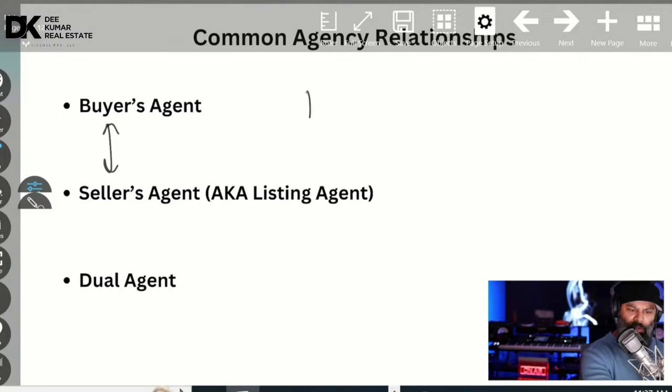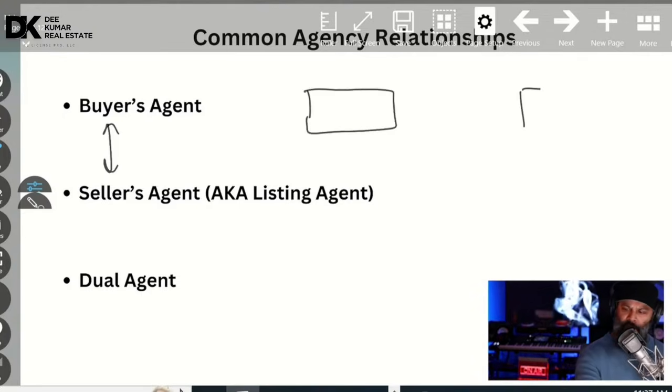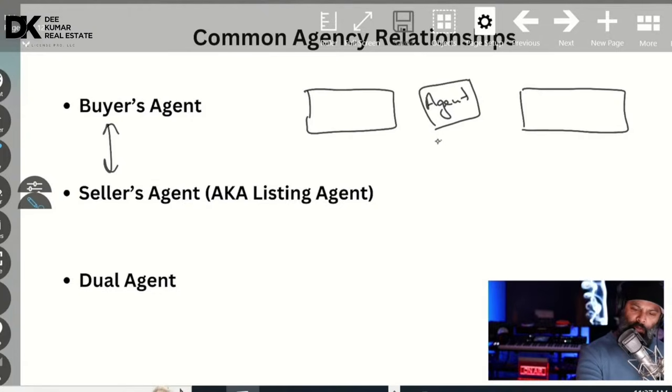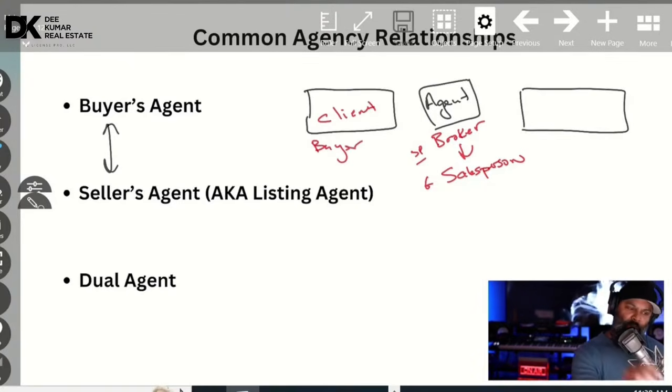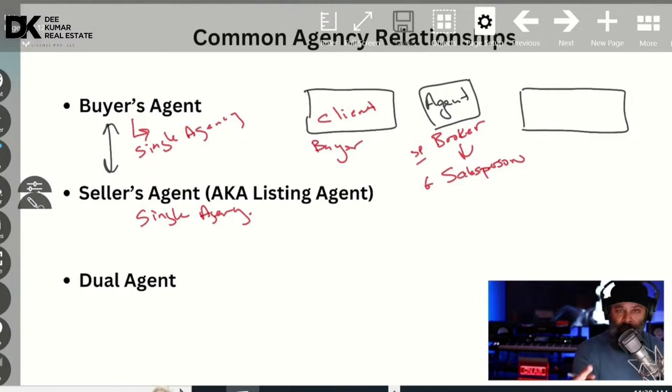We've got a client on one side and a customer on the other. So the hierarchy here is broker, then underneath every broker is a salesperson. Remember, the broker is the special agent. I'll write SP here, and then the salesperson is the general agent. I'll write G right there. In a buyer's agency scenario, we call these single agency relationships. Single agency means there is one client or one client group and one customer or one customer group. So one side versus the other, right? The client is on one side and the customer is on the other.